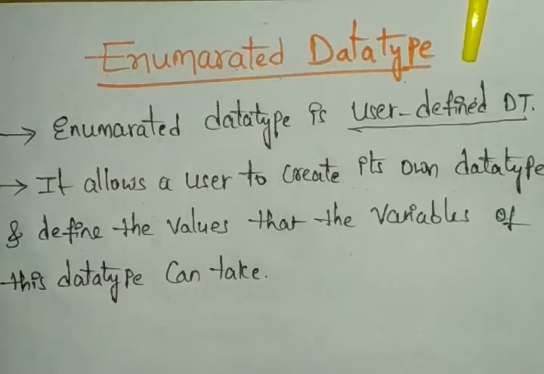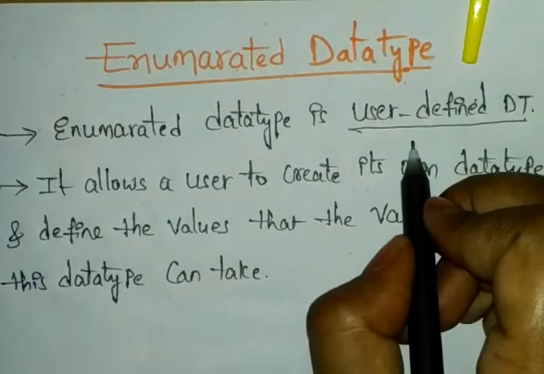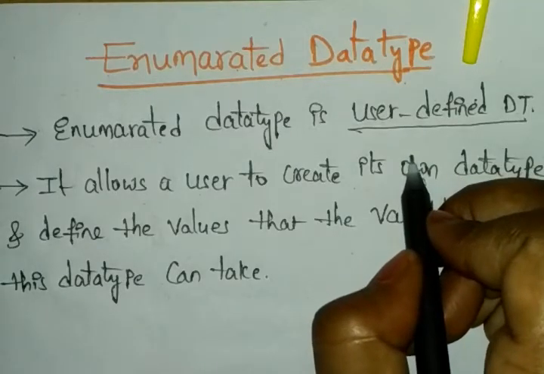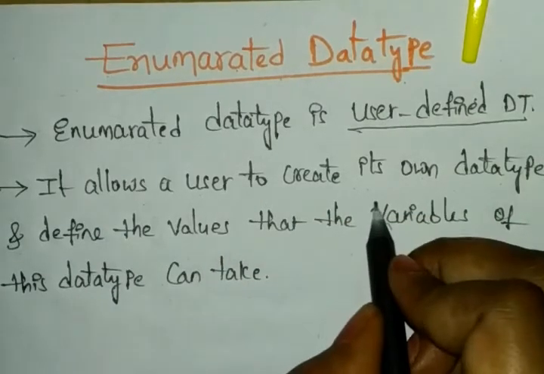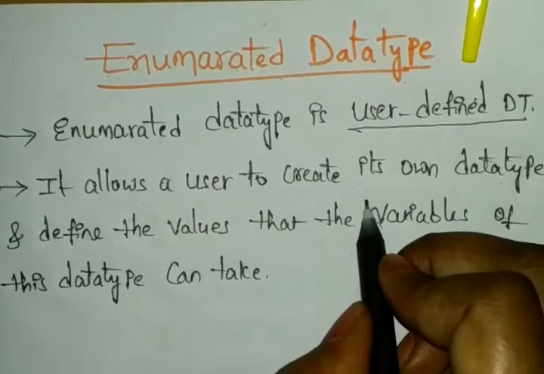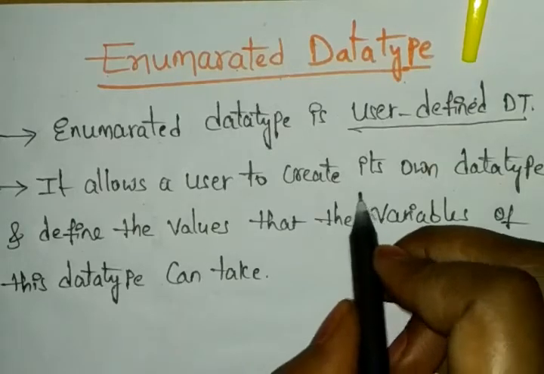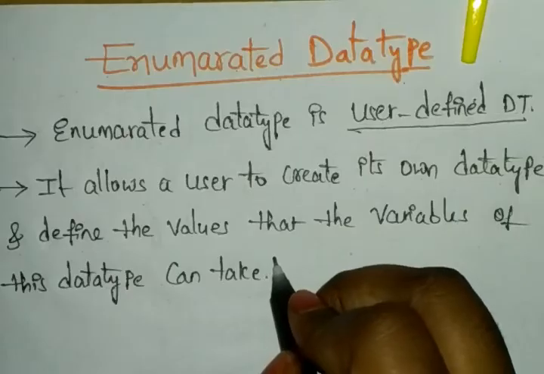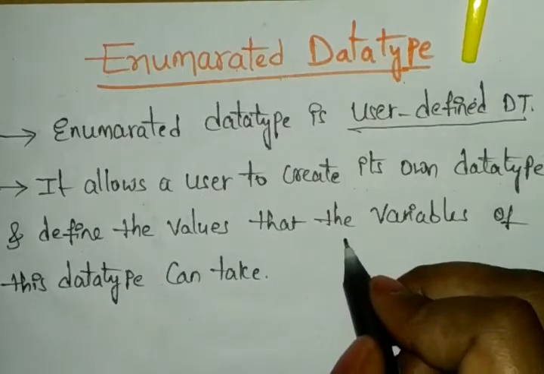Hello everyone. In this session we will discuss the enumerated data type. Normally the enumerated data type is a user defined data type, which means the user can create their own data type. It allows a user to create its own data type, and you can define the data type with values. Those values will be taken by the variables of this data type.